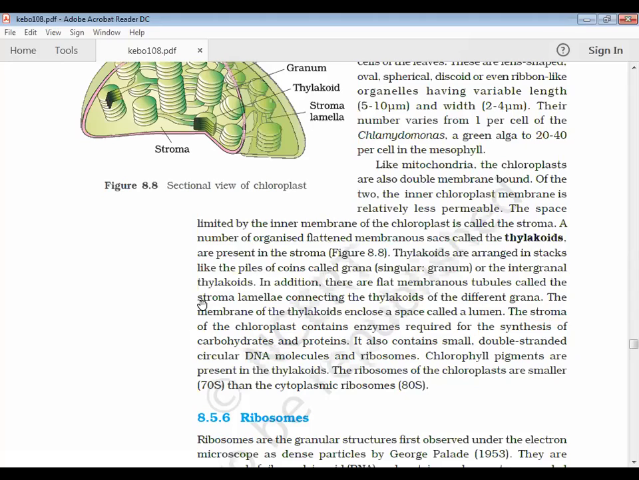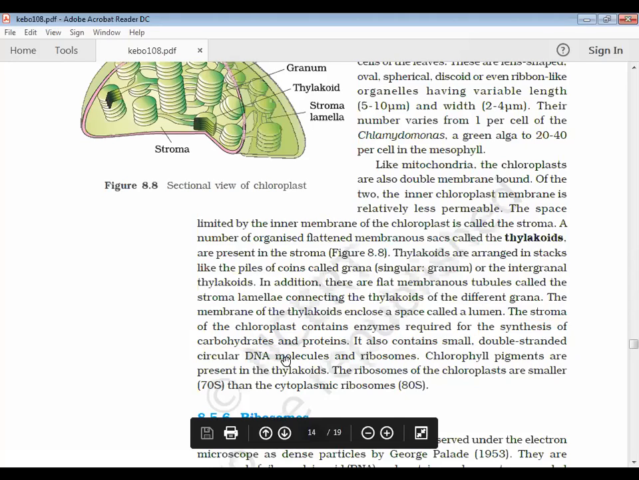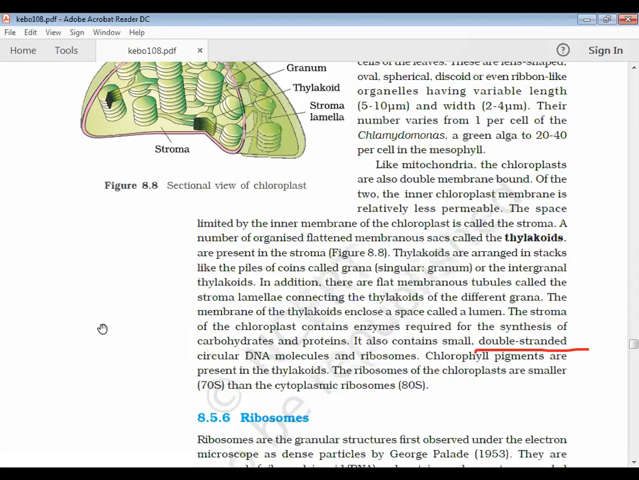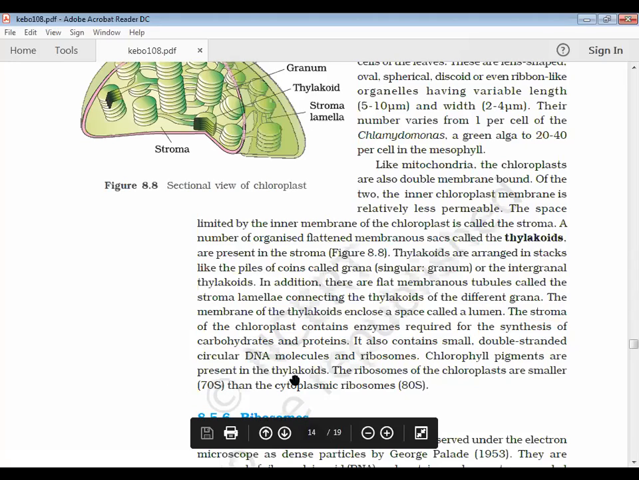It also contains small double-stranded circular DNA molecules and ribosomes. The chlorophyll pigments are present in the thylakoids.